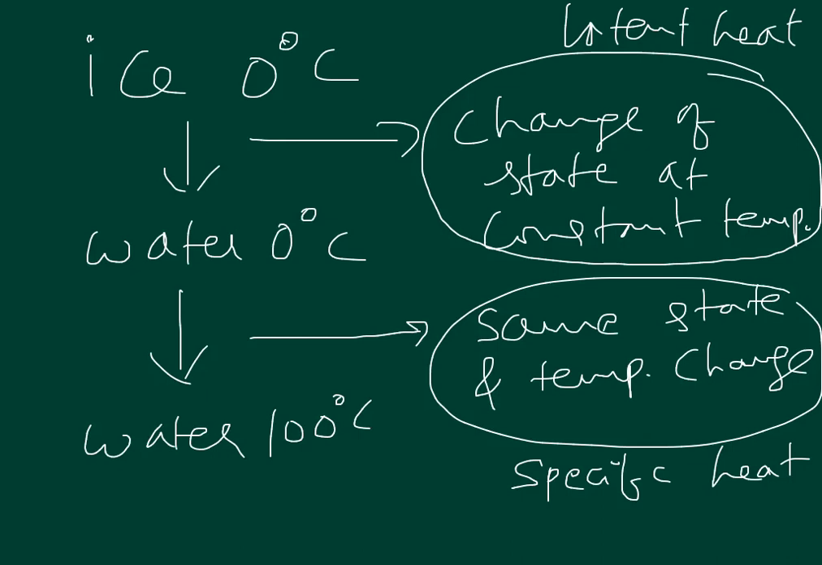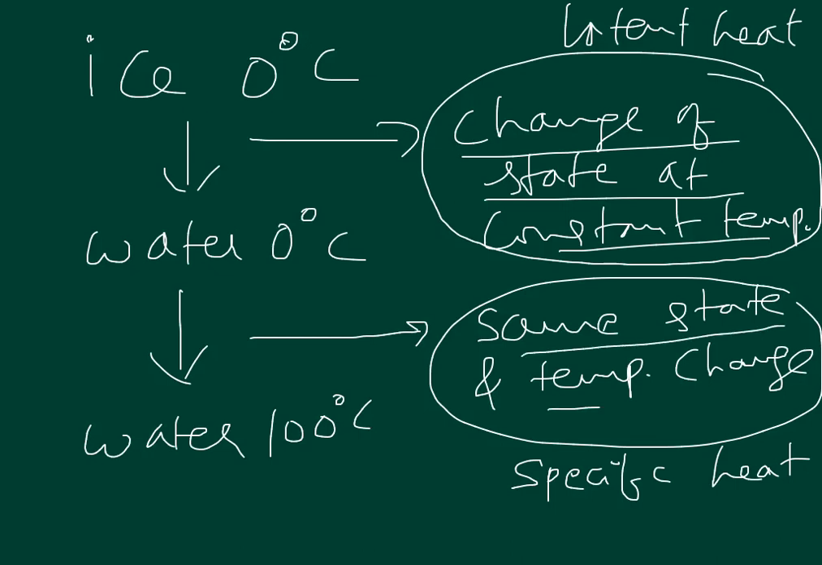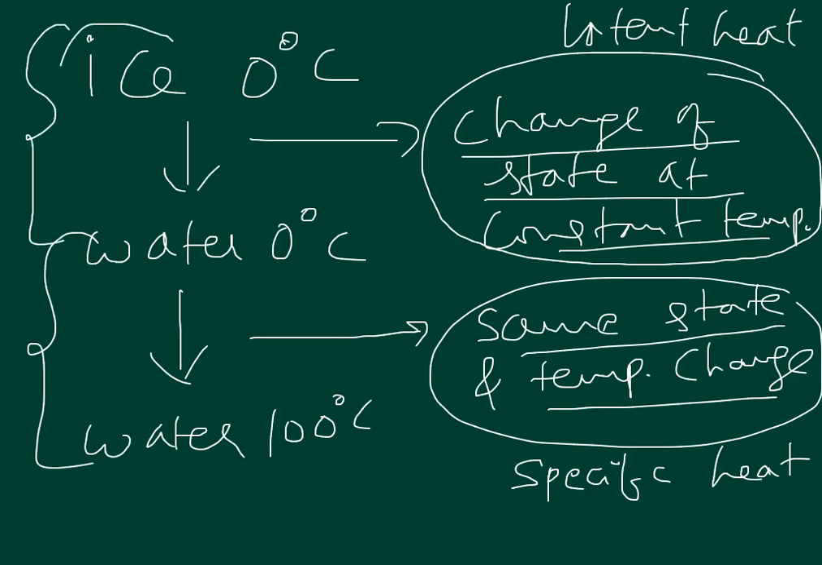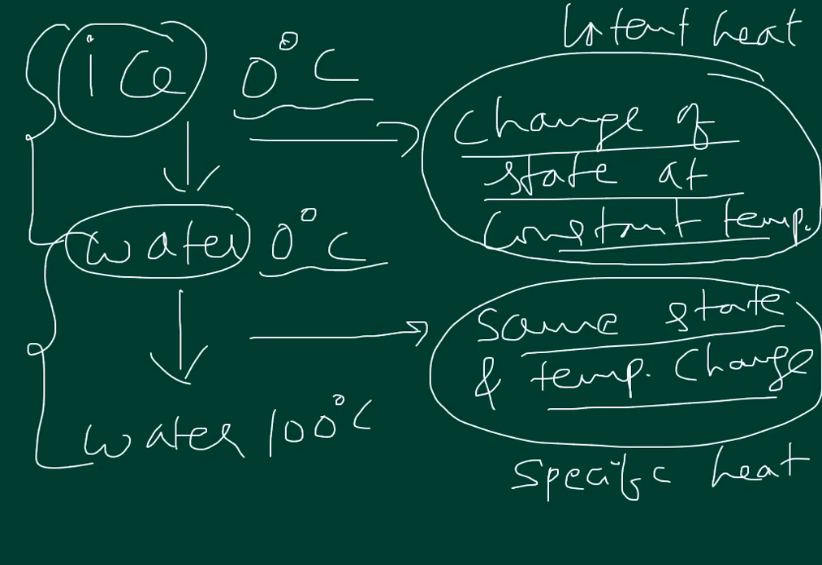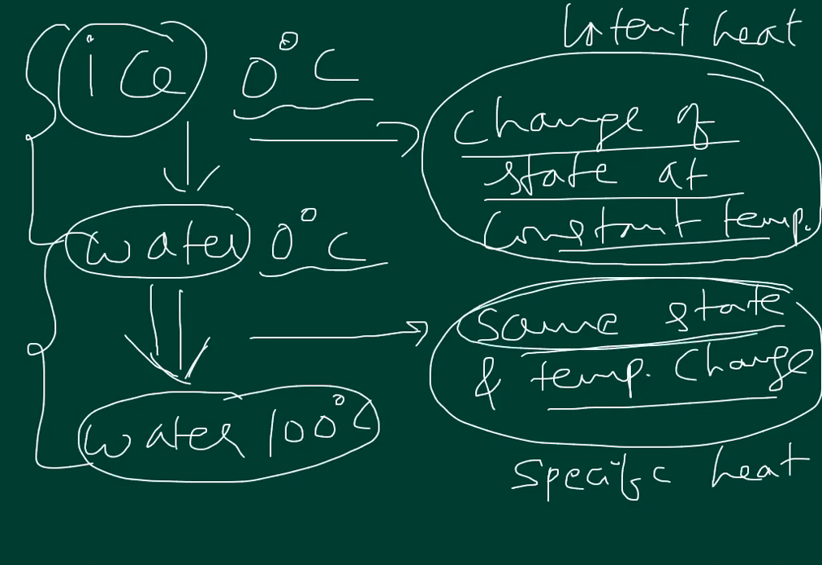So I think now you are clear with the difference between latent heat and specific heat. Latent heat is nothing but change of state at constant temperature, and specific heat is nothing but same state, temperature changing. That is water at 0 to water at 100. Ice at 0 to water at 0 means ice to water, change of state, at a constant temperature of 0 degrees. But now water at 0 to water at 100 degrees, same state, but temperature changes from 0 to 100.